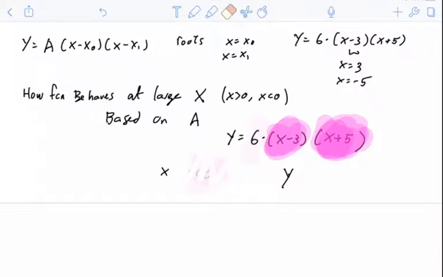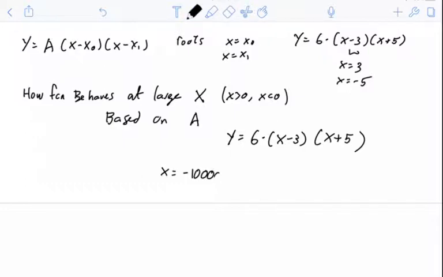But here's an alternative way of thinking of it. What if x is a really big negative number? Negative 1,000,000. Is this term going to be positive or negative? It's going to be negative, because regardless of that minus 3, that minus 1,000,000 is going to be bigger. Is this going to be positive or negative? You're guaranteed when x is a really big negative number, they're both going to be negative. A negative number times a negative number is a positive number. And so the behavior of y, whether y is positive or negative, depends entirely on what this coefficient is.